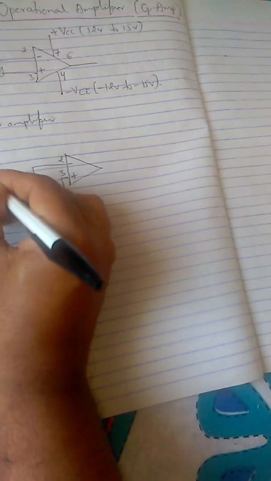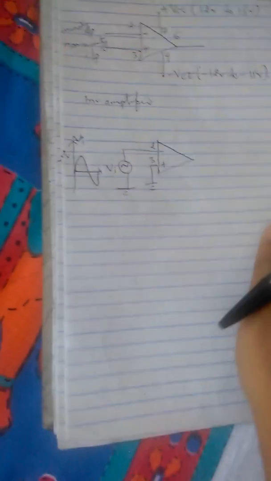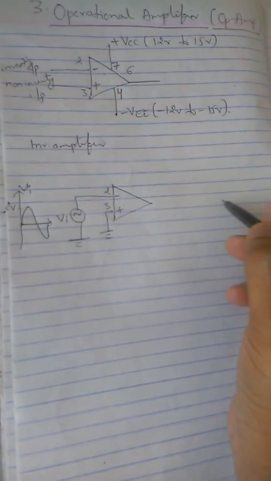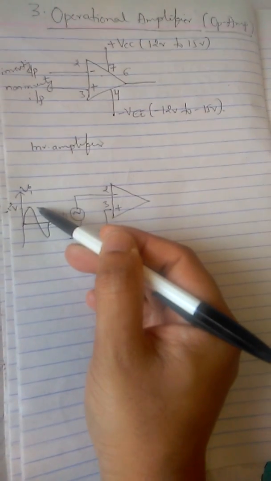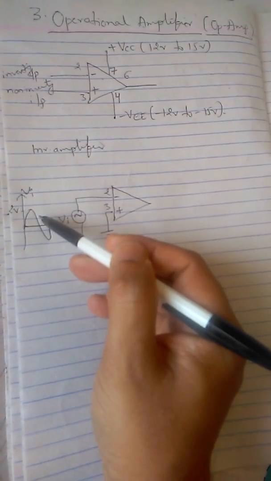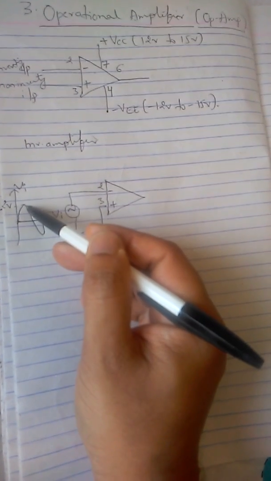And input, say it's a sine wave, Vi, and say it is 2 volts. Okay, and 2 volts is the peak voltage. And if we consider from negative peak to positive peak, it will become 2 plus 2, that is 4 volts. Okay, and from origin to positive peak is considered as plus 2 volts.